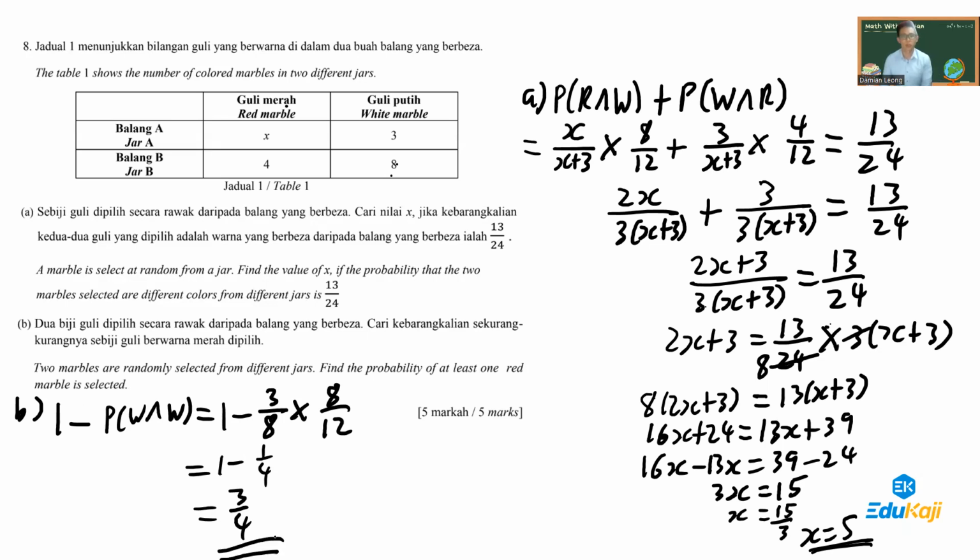Yeah, of course, if you try to take each of the conditions, you can as well. Means you consider probability of red, white, probability of red, red, or probability of white, red. All add together. You will also get 3 over 4.